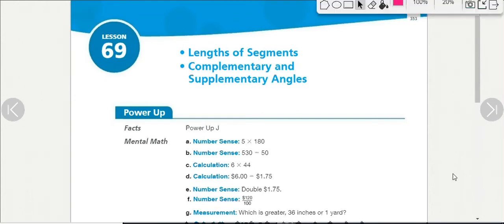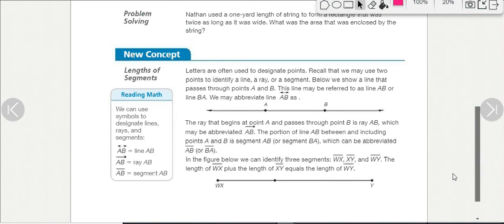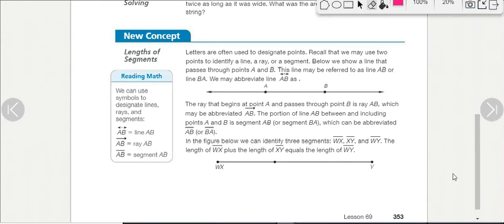Sorry about that. Lesson 69 is called Lengths of Segments and Complementary and Supplementary Angles. This sounds like geometry, does it not? Angles, lines, and segments. I like it. Nice and visual. I hope you like it too.